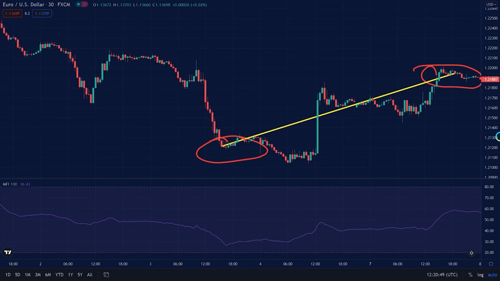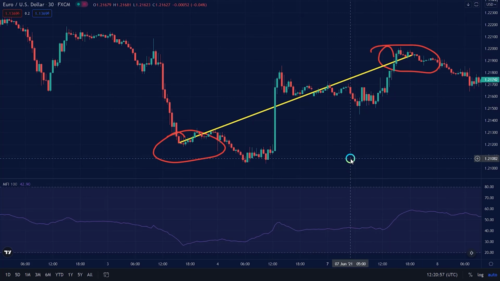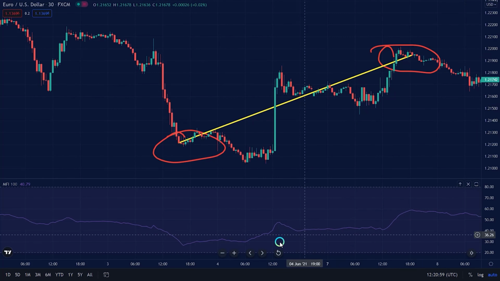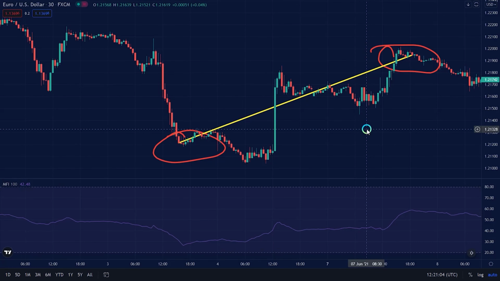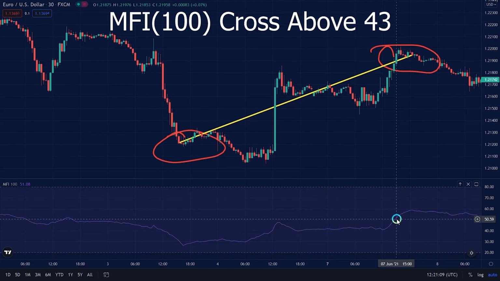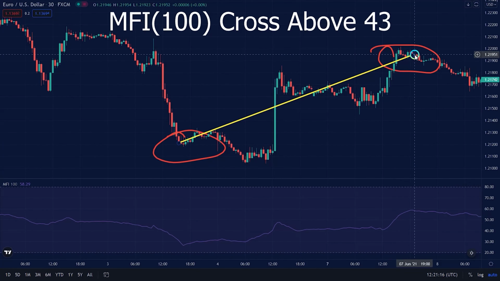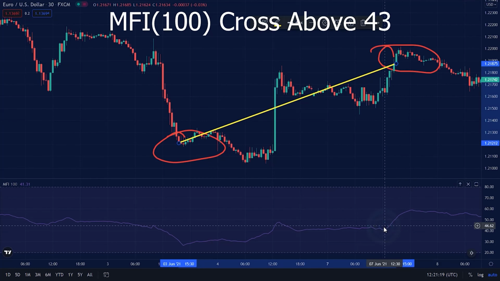The following part will be how you can close the buy trades, and it is a crossover as well. You need an MFI and here the 100 period as well, and it has to cross above 43, and I will show it to you. It crosses above 43 here, yeah. And so basically it is somewhere 43, I don't know, somewhere here, yeah.